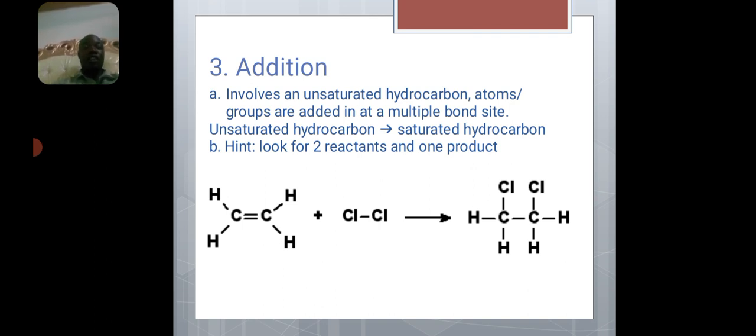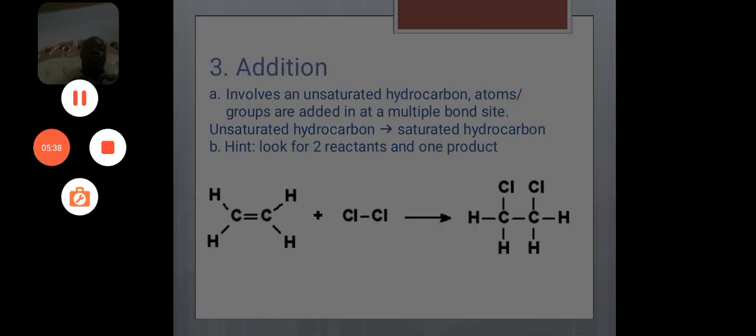So we can see that we are moving from unsaturation to saturation. Look for the two reactants and the one product. The two reactants are chlorine and ethene. We can see that it now changed to 1,2-dichloroethane, because at carbon 1 we have chlorine, and also at carbon 2 we have chlorine. So we see that two chlorine atoms are now added across the double bond here.